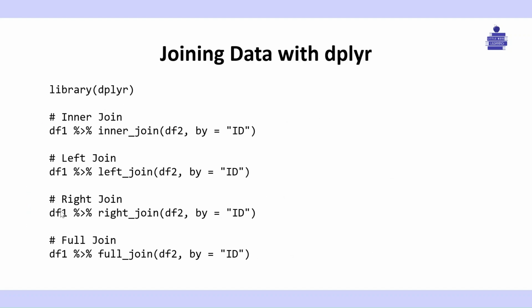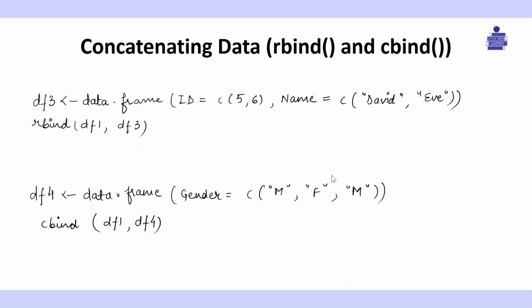Now, moving on to joining data with our library dplyr. The dplyr package provides simpler syntax for joins. It has a cleaner syntax than the merge function, making it easier to use. Like here, just by writing inner join, which data set and by which attribute, and similarly for the other joins, you can work and you will get the same output as you get using the merge function in base R. Next, we have concatenating data using the rbind and cbind functions.